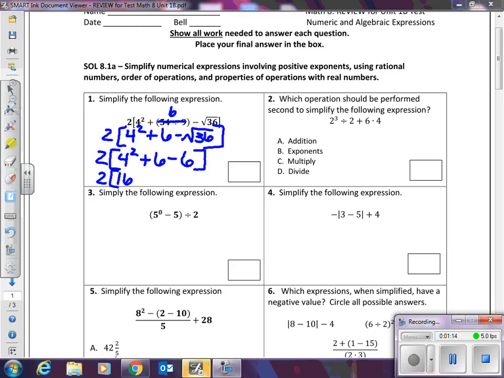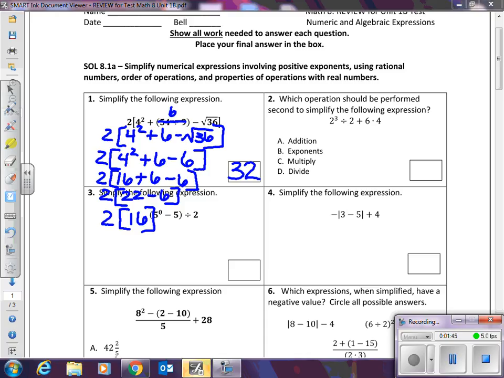So still inside our bracket we have 16 plus 6 minus 6. And now inside of our brackets, we only have adding and subtracting, so we want to go from left to right. 16 plus 6 is going to give us 22, and then we're going to subtract 6 next. 22 minus 6 is going to give us 16. And then the last thing we want to do is 2 times 16, and that will give us our final answer of 32. Okay, so you want to make sure you're going through order of operations every step of the way and show your work every step of the way.